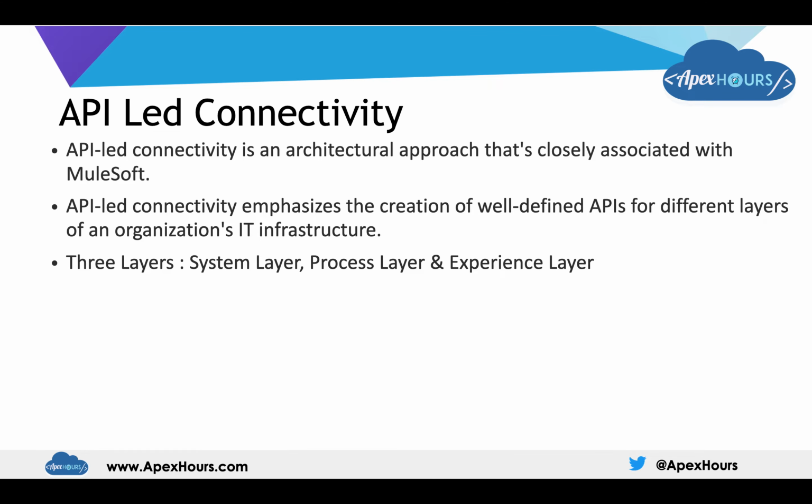We have segregated these APIs into three layers: the system layer, process layer and experience layer. Very simple. All you need to know is that there are three layers in the API-led connectivity approach, and whatever APIs we develop, we call them either a system API, a process API or an experience API. How can I say that a particular API is a process API, or that this is an experience API? I will show you in the next slides. But for now, you have to understand that the API-led connectivity approach is a concept that came up to define these APIs and which category they fall into.